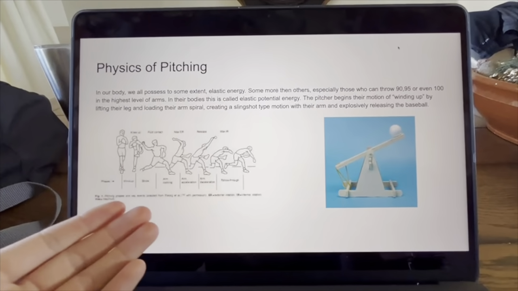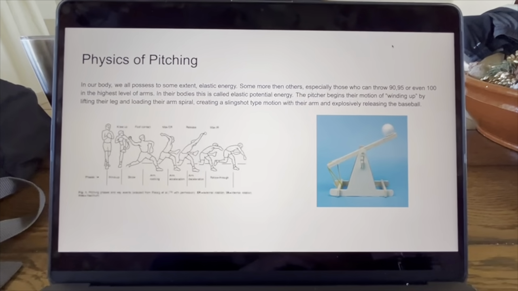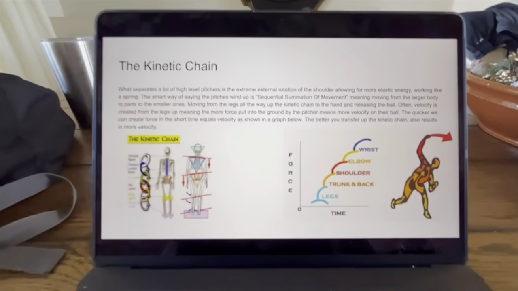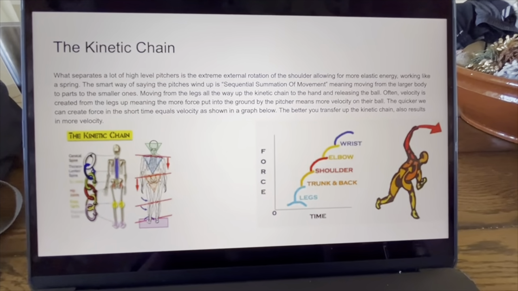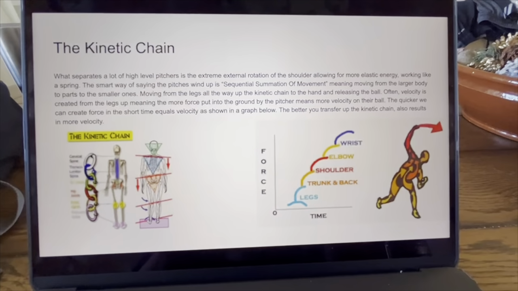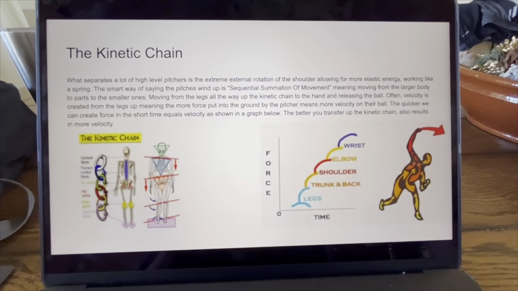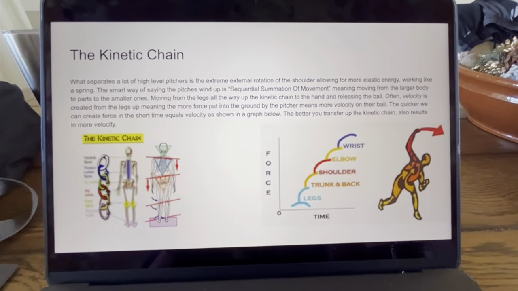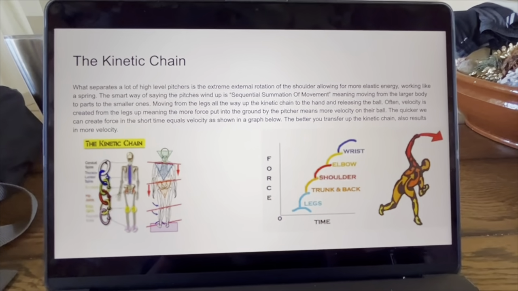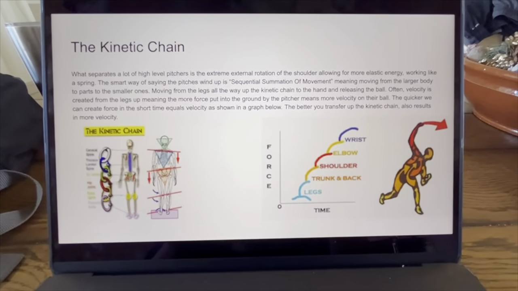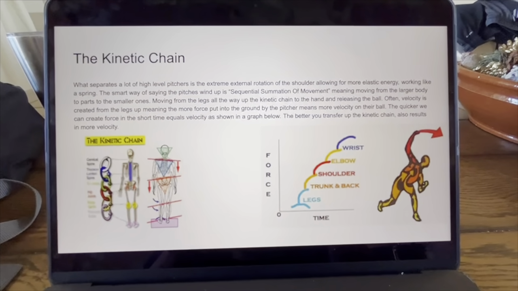This is a chart kind of showing the chain, and this is a slingshot to show how winding up results in velocity. So, the kinetic chain. What separates a lot of high-level pitchers is the extreme external rotation of the shoulder, allowing for more elastic energy, working like a spring. The smart way of saying the pitcher's wind-up is sequential summation of movement, meaning moving from the larger body parts to the smaller ones, from the legs all the way up the kinetic chain to the hand and releasing the ball.